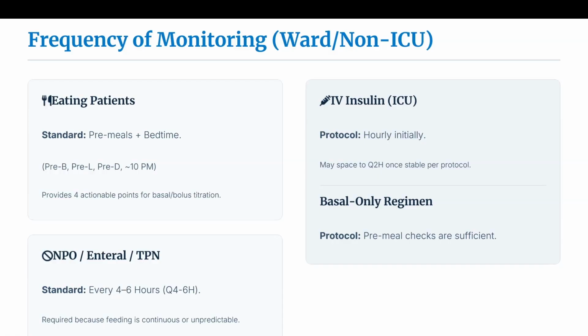In NPO patients, enteral feeding patients, or patients on total parenteral nutrition, the standard is to monitor every 4 to 6 hours. It is required because feeding is continuous or unpredictable in these patients. In ICU, IV insulin is preferred and hourly monitoring is preferred. In phase 2, every second hour once stable as per protocol. For a basal only regimen, only pre-meal checks are sufficient.